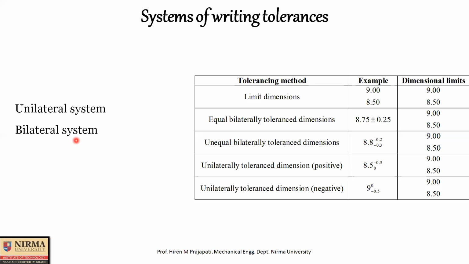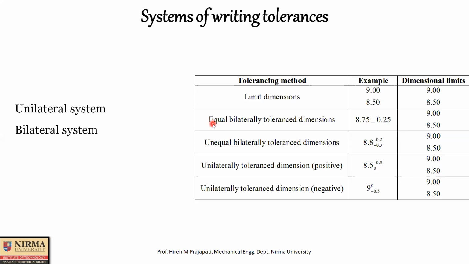Now let us try to understand this unilateral and bilateral using this table. If you look at this table, here under tolerance method, limit dimension means this is the upper limit, 9 mm is the upper limit and 8.5 mm is the lower limit. So the same is written here, dimension in terms of limits. 9 mm is the upper limit, 8.50 is the lower limit. Now here I have kept the limits constant, upper limit and lower limit kept as a constant. And now let us try to understand what the unilateral system and bilateral system are.